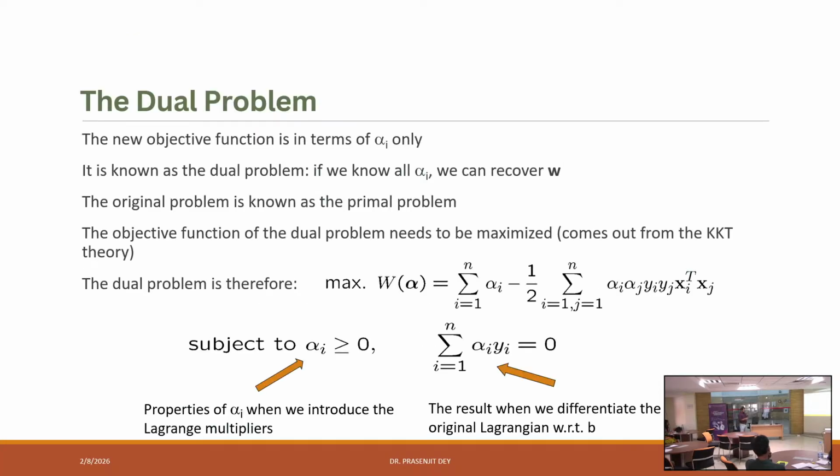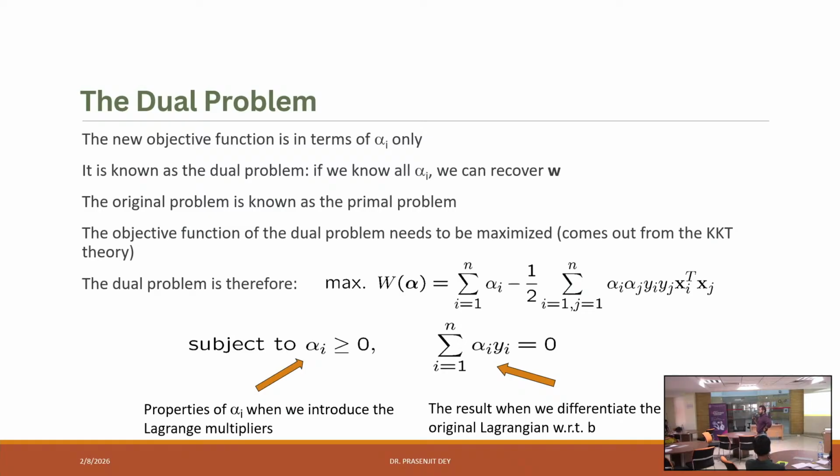Now the dual problem, like I was talking about. Basically, at the end of the day we need to solve this problem, subject to alpha I positive. So, properties of alpha I when we introduce the Lagrange multiplier: the alpha I in the Lagrange multiplier is always a positive quantity or zero.